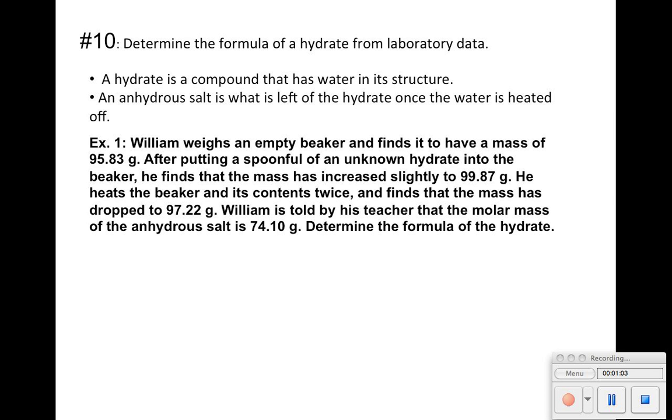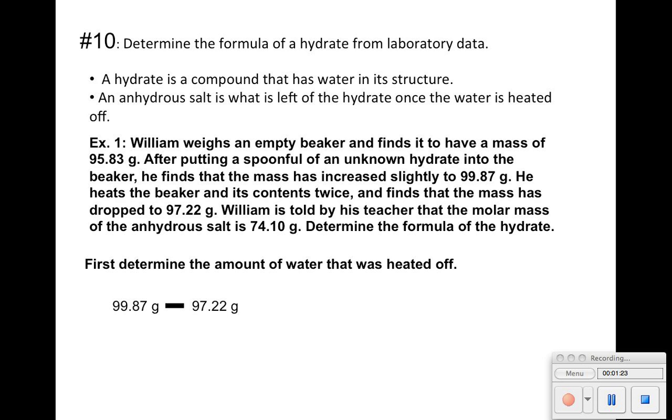So what do you need to do first? The first thing you need to do is determine the amount of water that was heated off. How do we do that? Well, we know the mass after he added the hydrate into the beaker, which was 99.87 grams, and we know the mass after he heated it, which is 97.22 grams. If you subtract these two numbers, you will determine the mass of water that was heated off, which is 2.65 grams of water.